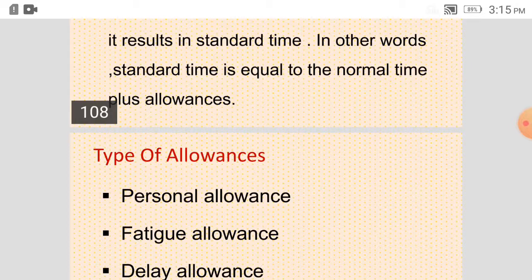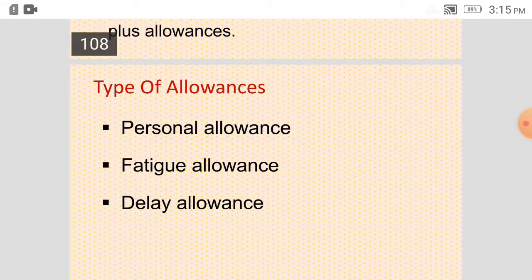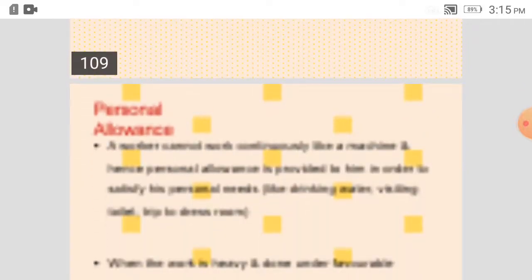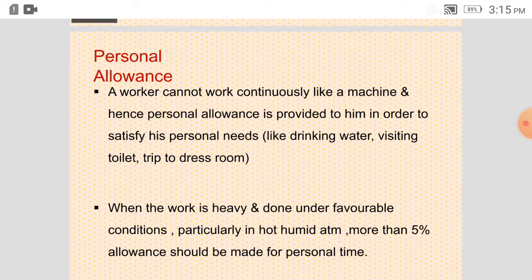The types of allowances are personal allowances, fatigue allowances and delay allowances. What are personal allowances, that we will see. A worker cannot work continuously like a machine. As I have already told you, we are human beings. A worker is a human being, and he or she cannot work just like a robot or a machine, and hence personal allowance is provided to him in order to satisfy his personal needs.